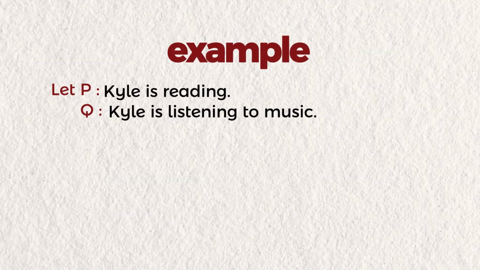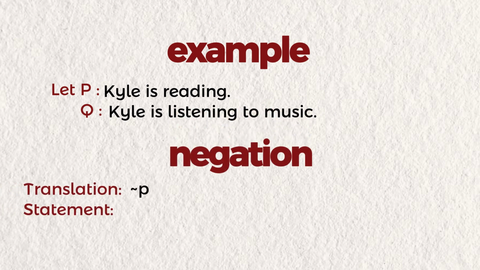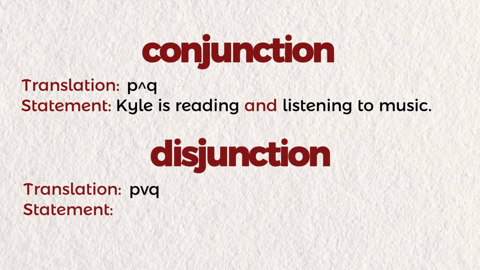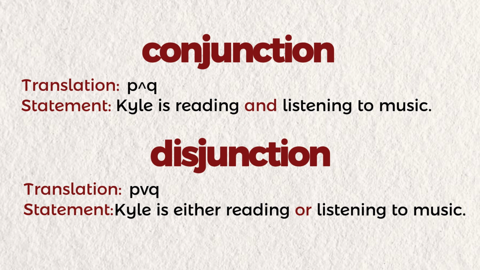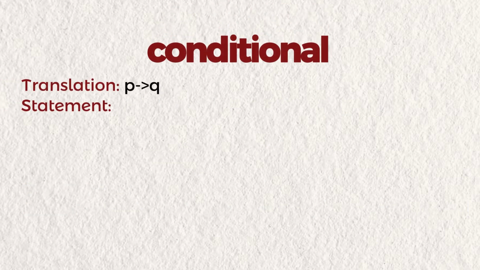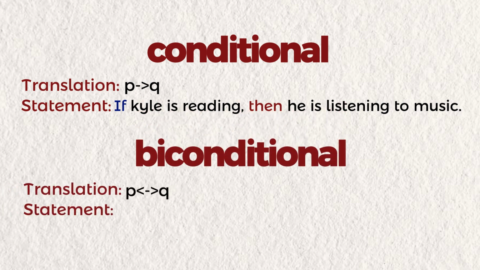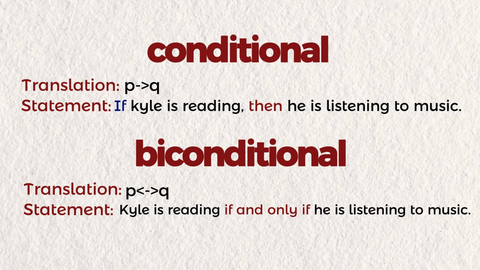For example, let P be Kyle is reading, and Q be Kyle is listening to music. For negation, the statement is, Kyle is not reading. Conjunction, the statement is, Kyle is reading and listening to music. Disjunction, the statement, Kyle is either reading or listening to music. Conditional, the statement is, if Kyle is reading, then he is listening to music. And lastly, we have the biconditional. The statement is, Kyle is reading if and only if he is listening to music.